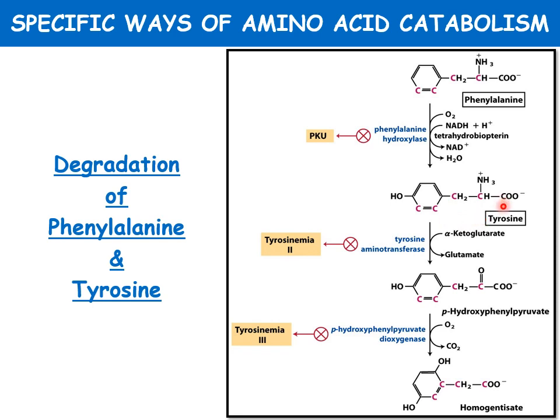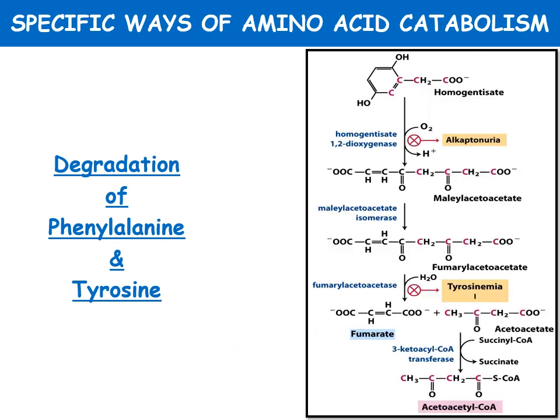Now the first step is a transamination reaction, that is tyrosine, an amino acid, reacts with the keto acid alpha ketoglutaric acid, and it forms glutamic acid and para-hydroxyphenyl pyruvate with the help of tyrosine aminotransferase enzyme. In the next step, this para-hydroxyphenyl pyruvate is converted into homogentisic acid with the help of para-hydroxyphenyl pyruvate dioxygenase, and this requires vitamin C, that is ascorbic acid, as a coenzyme that is essential for the conversion of para-hydroxyphenyl pyruvate to homogentisic acid.